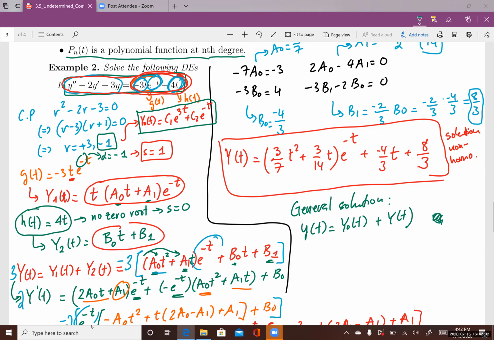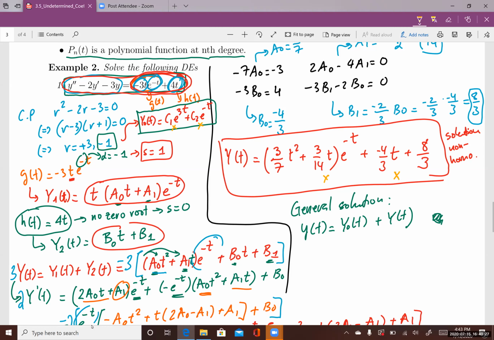As you can see, look at these two solutions here. You have polynomial functions multiplied by exponential functions, right? And you have polynomial functions. And in the homogeneous solutions, you have just exponential functions with two different powers. So all of these four functions are different functions, and they will span the whole entire solution set for this differential equation.